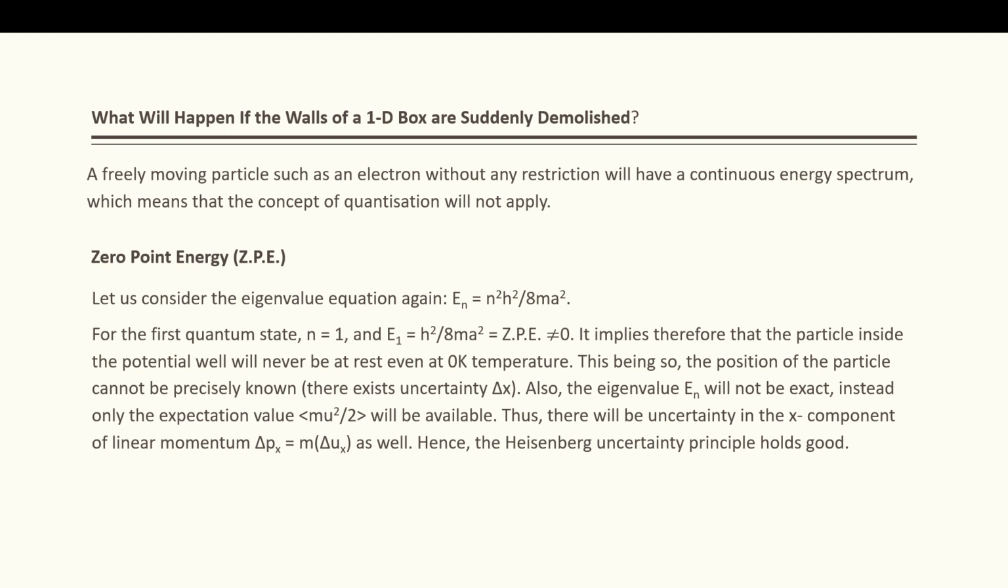So the difference in energy from n equal to 0, assumingly, and n equal to 1 is called zero point energy. It means the particle will never come to rest even if the temperature is brought down to 0 Kelvin. This being so, the position of the particle cannot be precisely known. There always exists an uncertainty, delta x. Likewise, the energy value will not be exact. There will always be some uncertainty because we will have to determine only the expectation value. The meaning is, the Heisenberg uncertainty principle is applicable.